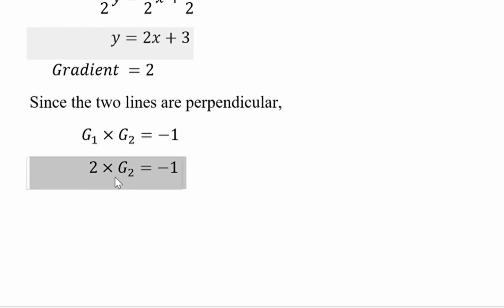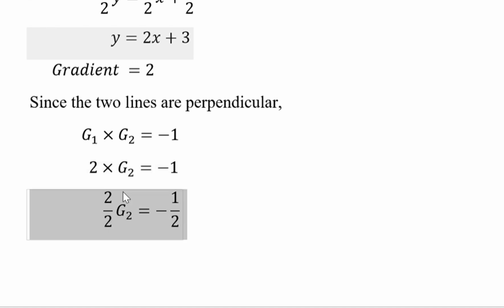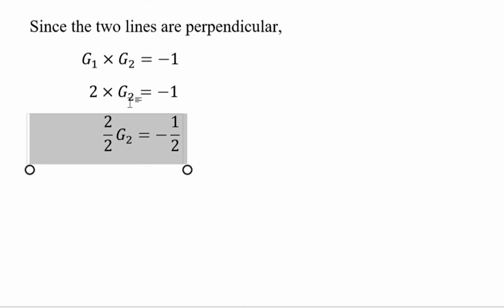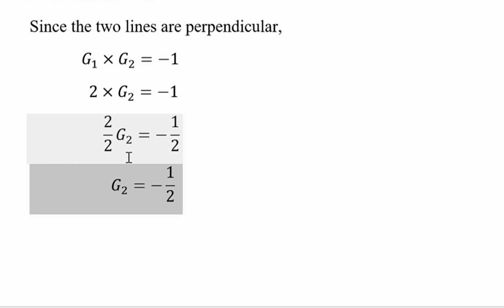In order for us to make g2 the subject of the formula, we divide both sides by 2. So we shall have divide here by 2, divide here by 2. You get g2 is equal to negative half. So that means the gradient of the line we are looking for is negative half. The gradient of that perpendicular line is negative half.